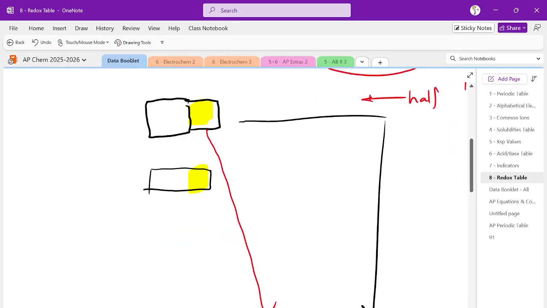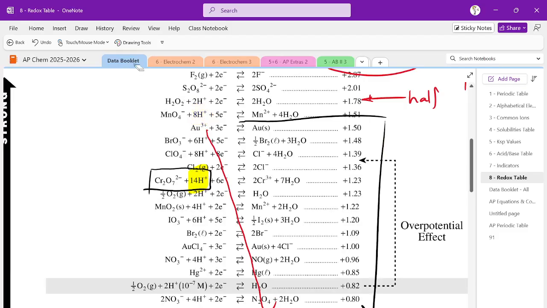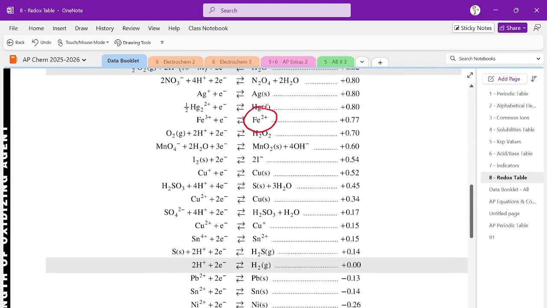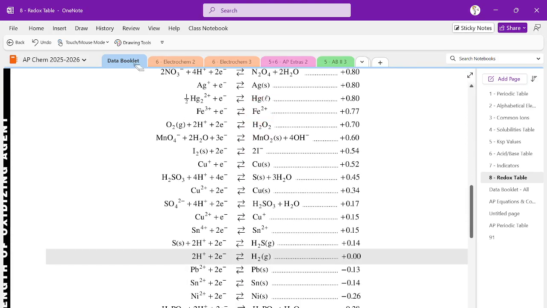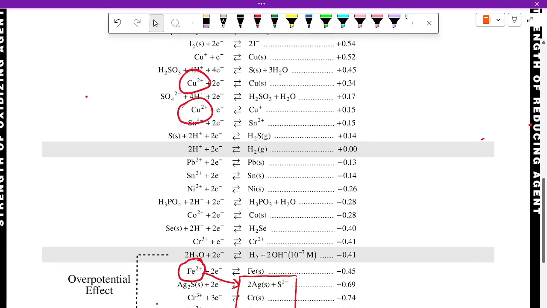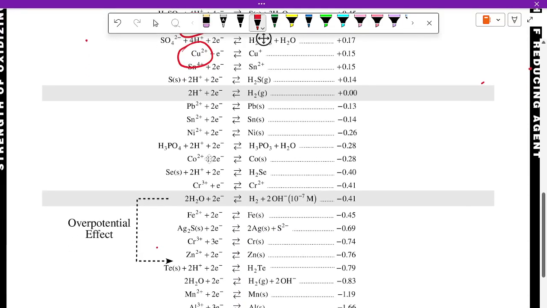Okay, so we go to our data booklet and we say, let's get rid of all this nonsense. We have copper 2+, which is actually in several places, so let's just find them all. We've got copper 2+ here, and copper 2+ here, and zinc is down here. So yes, that looks good.